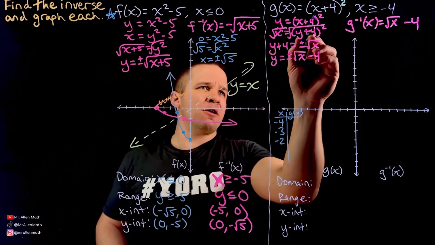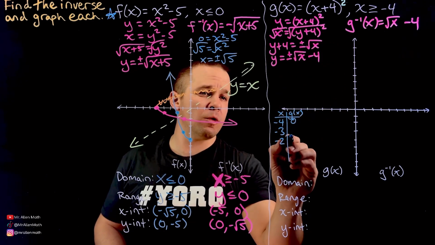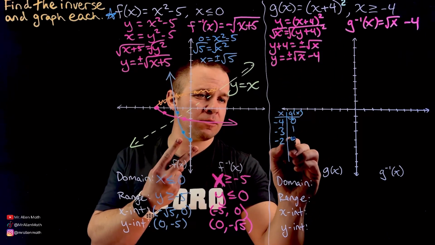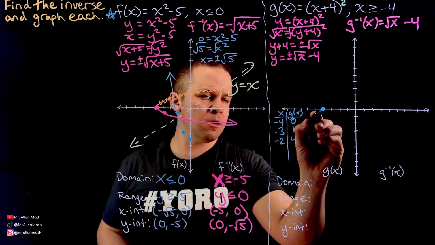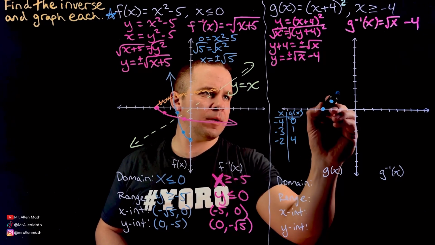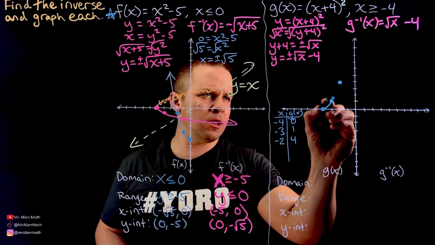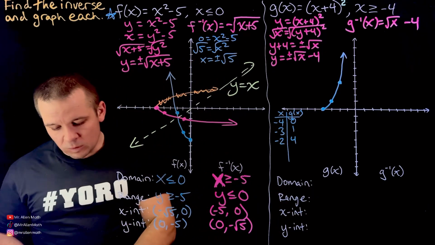So if I plug in -4, I get 0 squared, which is 0. If I plug in -3, I get 1 squared, which is 1. And if I plug in -2, plus 4 is 2, squared is 4. So -4, 0. -3, 1. -2, positive 4. And I'm going to have this guy looking like this. Cool. Now we'll do the inverse.